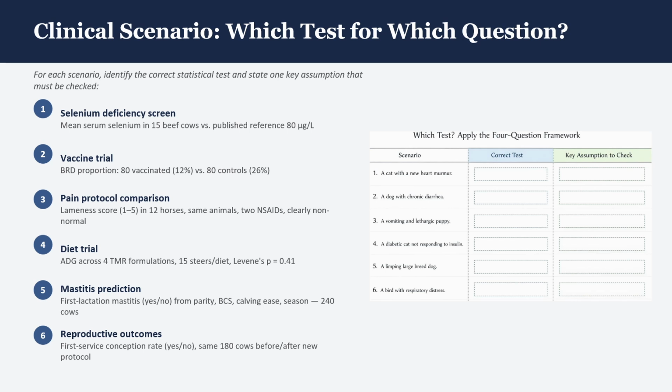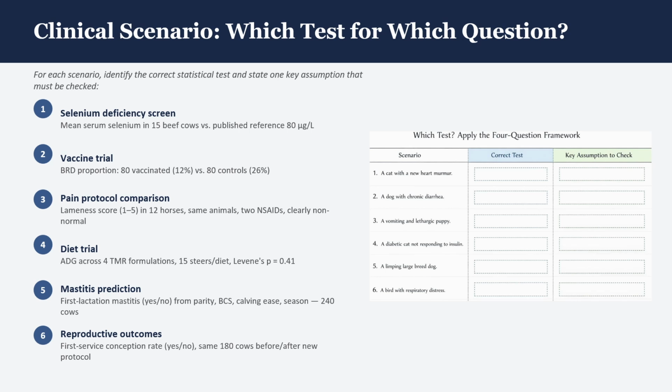Scenario 3. Wilcoxon signed-rank test. Same horses measured under both conditions. Paired design. Lameness score is ordinal and clearly non-normal. The paired t-test requires normally distributed differences and should not be used with clearly non-normal ordinal data, and n equals 12. Wilcoxon signed-rank is the non-parametric paired alternative.